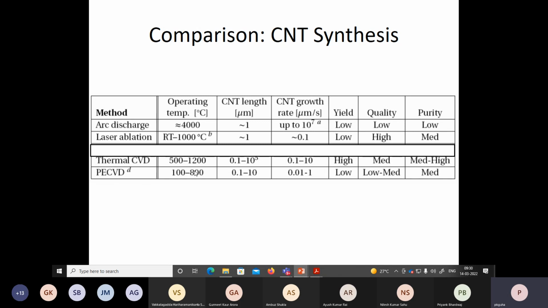Whereas in case of PECVD, you can have like carbon nanotube even in 200-300 degrees centigrade, as I mentioned, but the yield is low, and also purity is not that good, okay, in case of PECVD. So this is a table just to summarize what kind of process will give what kind of carbon nanotube.